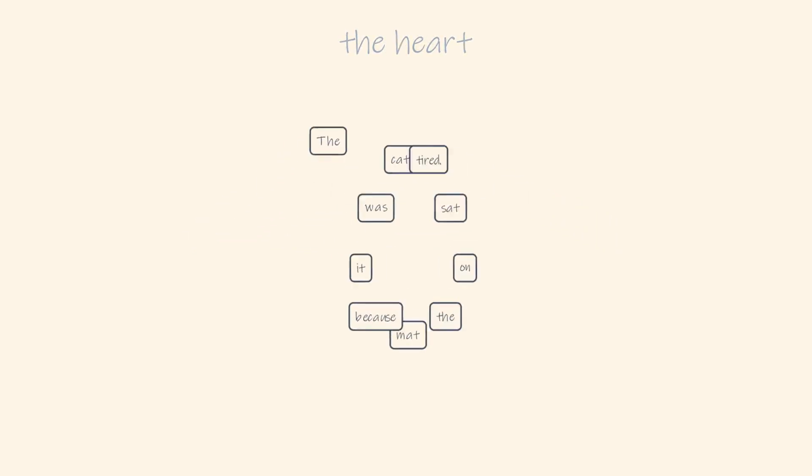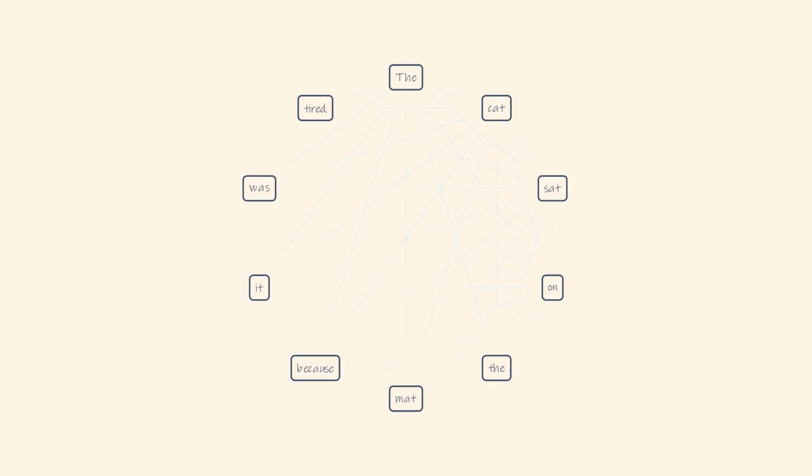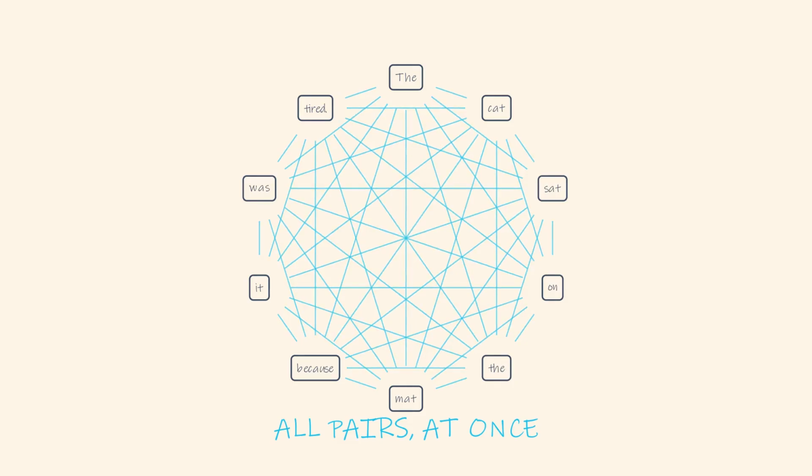Now let's look at the heart of the mechanism. In attention, every single word runs this resonance check against every other word, not one at a time in order. All pairs, all at once. Once all the resonance strengths are in, here's what happens next. Each word blends together the values of everything it resonated with, weighted by how strongly.